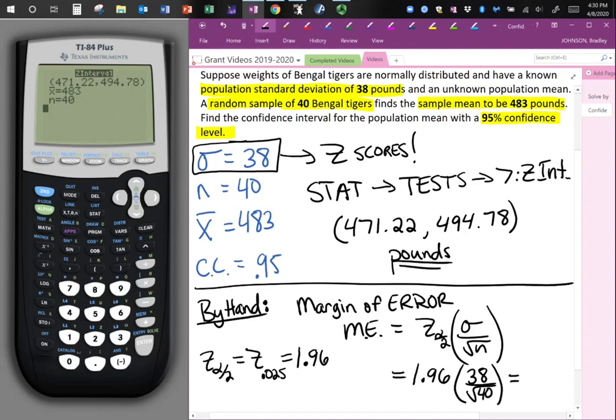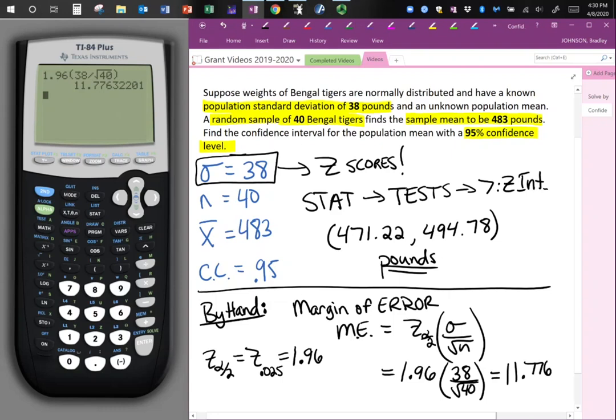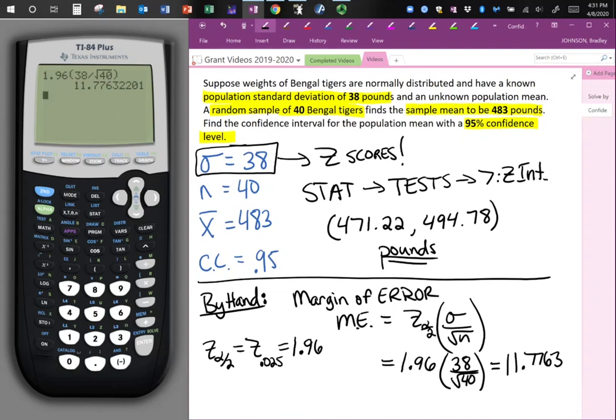And when we do that, let's use our calculator. So I'll just clear what we did before. 1.96 times 38 divided by the square root of 40, and then I'll close off the parentheses. I get 11.776. How about I keep another decimal? 11.7763. Now we need to use what's known as the point estimate. The point estimate in this example, since we're dealing with mean, is actually x bar.